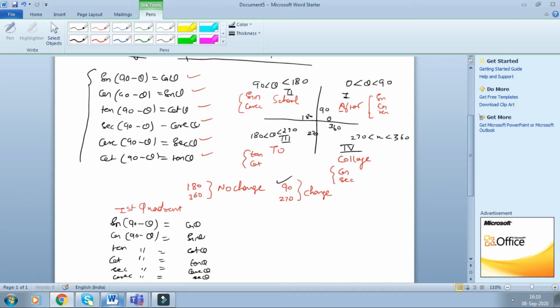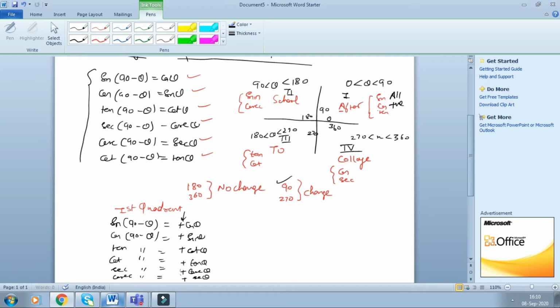Now the second thing that we have to see is their sign. What kind of sign is in front of them? That we can get from here. In the first quadrant, A for all, all are positive. All the things are positive, meaning all the results are positive. That is why the results of all these ratios are positive.